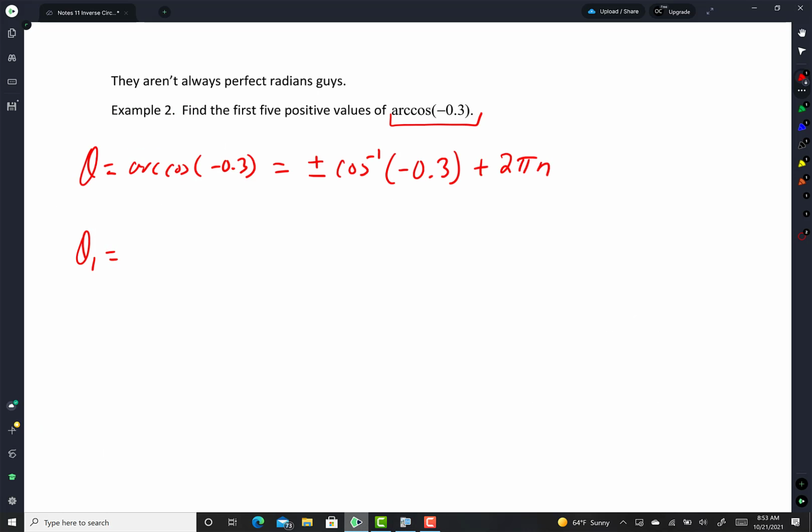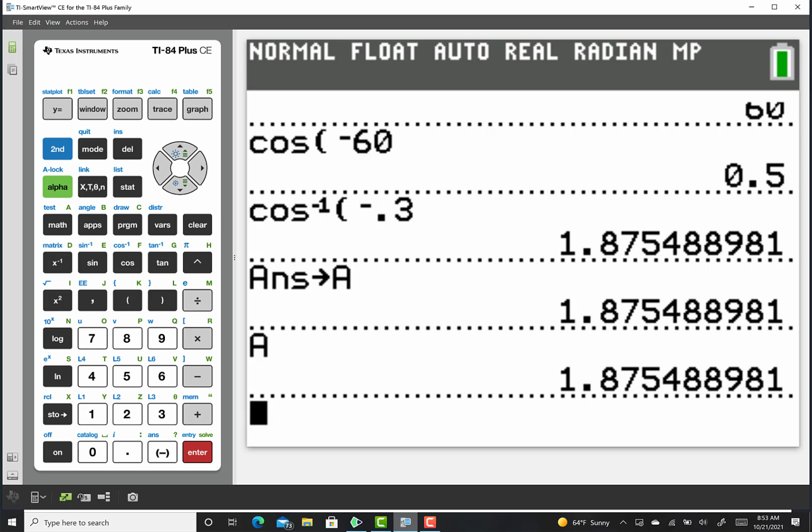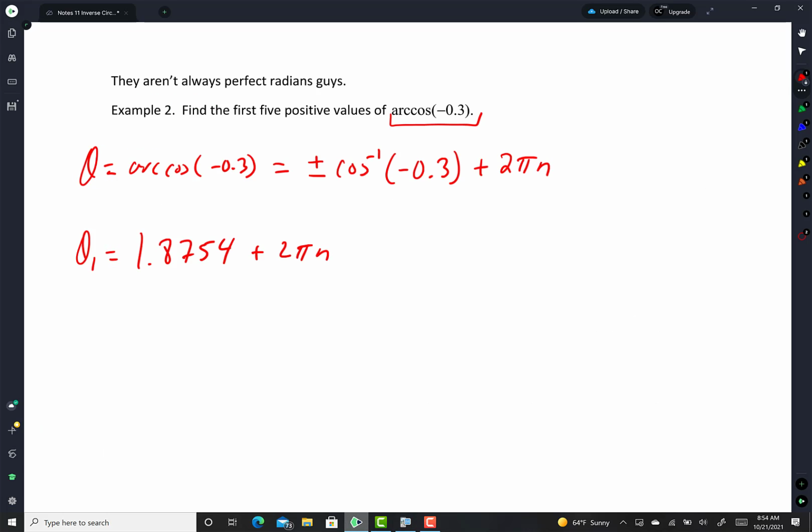So theta 1 is 1.8754 plus 2 pi n. I don't know if I rounded it or truncated. Let me look at it again. 8754. Okay, that's truncated. In case you don't know, truncated means whatever that digit is, you just leave it. And then rounded means you would round it, right? So whenever you get a chance, when you have physics or something, ask Mr. Winners, do you want us to truncate or round? And then see what he says.